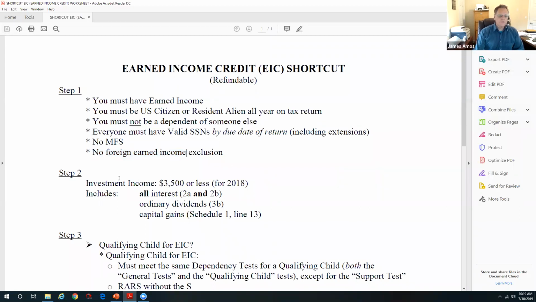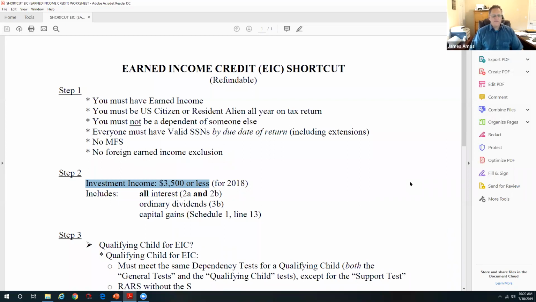Now, step 2 then is really some more rules, but step 1 has a list of just miscellaneous rules that you just have to memorize. Step 2 says that your investment income must be $3,500 or less, and those are the amounts for 2018. This can and normally does change from year to year. So your investment income must be $3,500 or less.